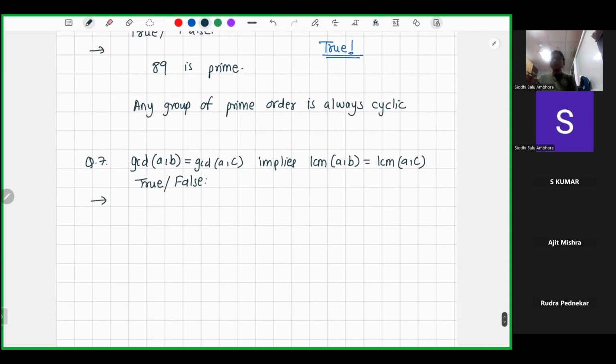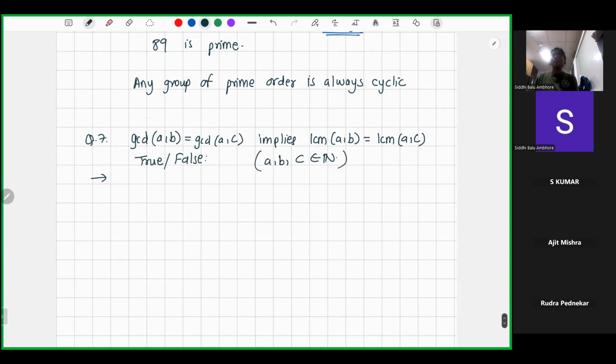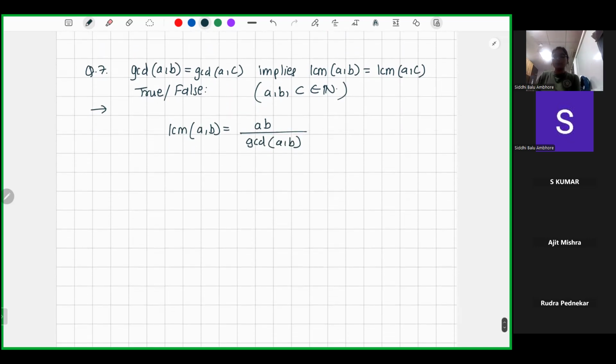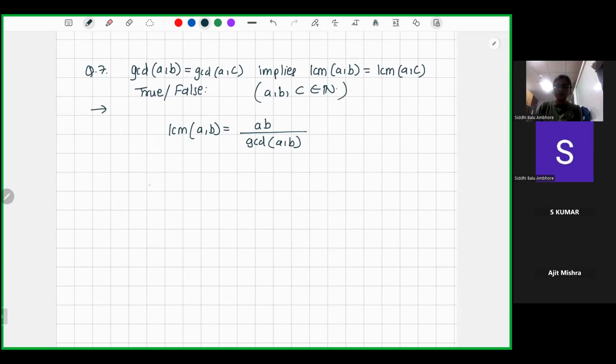Is this always true? The moment I have GCD of A and B and GCD of A and C, let me just write this. A, B, C are natural numbers. Can this be true? Note that LCM of A, B is AB divided by GCD of A, B. And this is not true because even if GCD is same, this AB here is different, right?